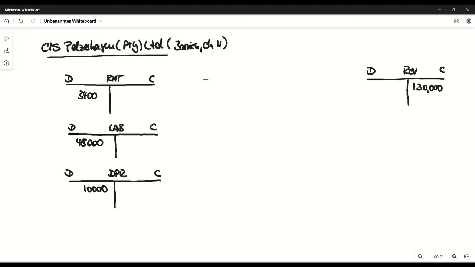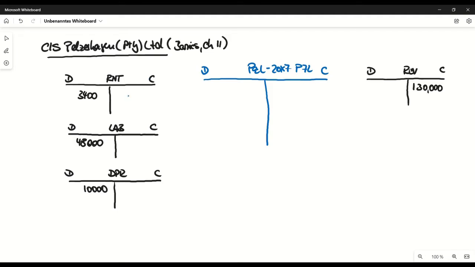Next we prepare the profit and loss account. The profit and loss account will have a debit side and a credit side, and on the debit side we will record all the expenses, and on the credit side we will record the revenue. We call it the profit and loss account in the accounting period 2007.